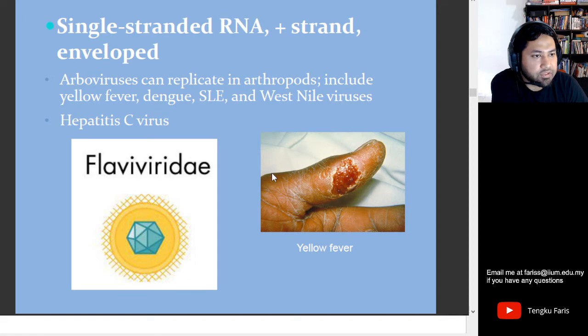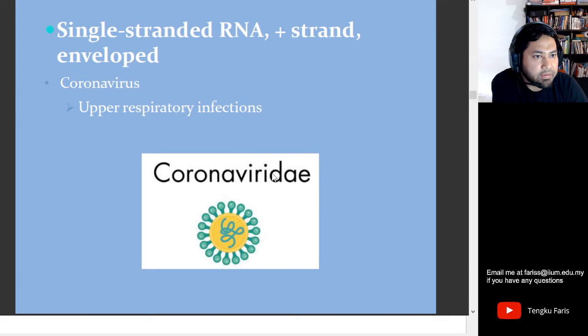Flaviviridae is single-stranded RNA, positive strand, and this is an envelope virus, for example arboviruses that can replicate in arthropods, causing yellow fever, dengue, systemic lupus erythematosus, and West Nile viruses. Hepatitis B virus included in this Flaviviridae family. Single-stranded RNA, positive strand envelope, coronavirus.